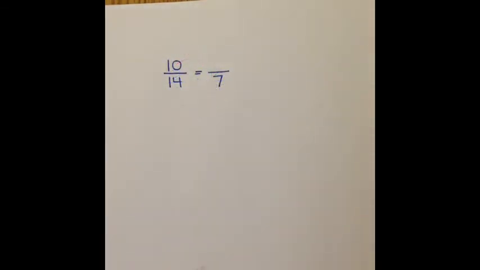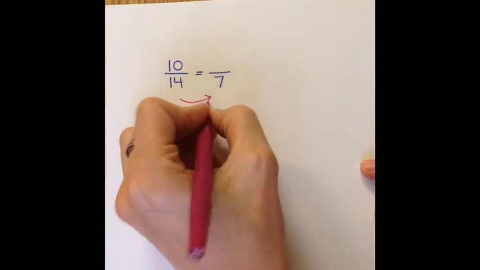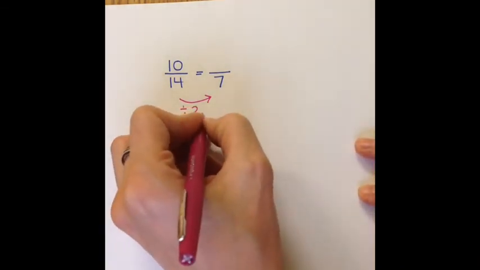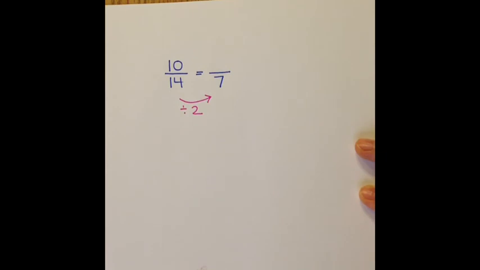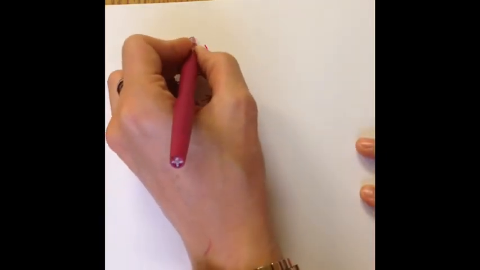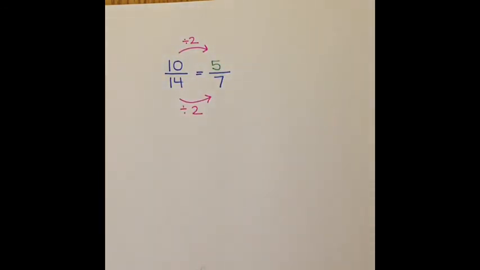To figure out 10/14 is equivalent to how many sevenths, we have to figure out what we did to make 14 to 7. It's getting smaller, so I know I'm dividing. And 14 divided by 2 equals 7. Same thing to the numerator. 10 divided by 2 is 5. So 10/14 is equivalent to 5/7.